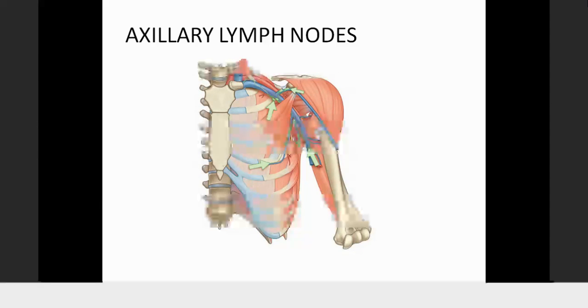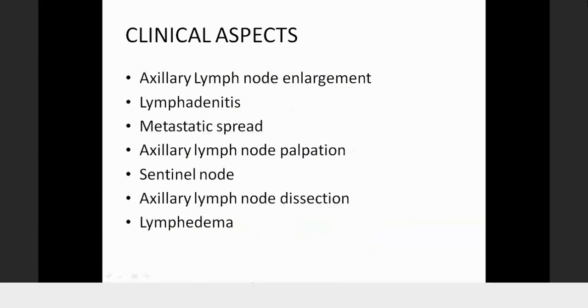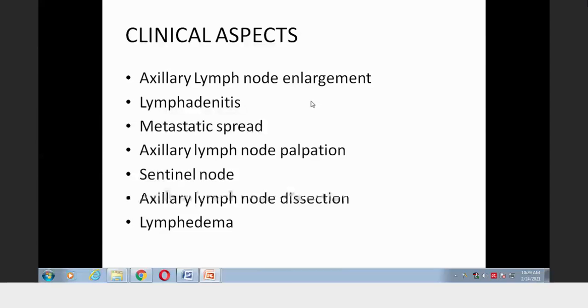These are the groups of lymph nodes. If we talk about the clinical importance, the axillary group of lymph nodes is very important clinically. What is lymph node enlargement? If the lymph nodes enlarge from their normal size and become palpable. Usually, if you palpate these groups of lymph nodes, they are not palpable in a normal person. But when they are enlarged, they become palpable. You can palpate them and feel them to be enlarged.